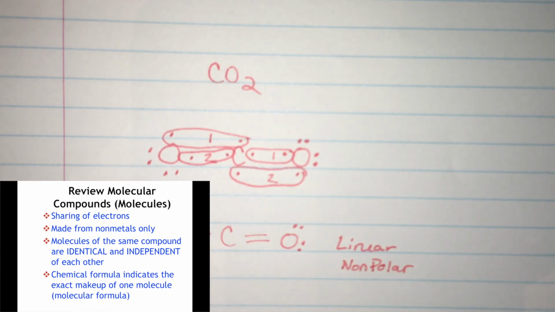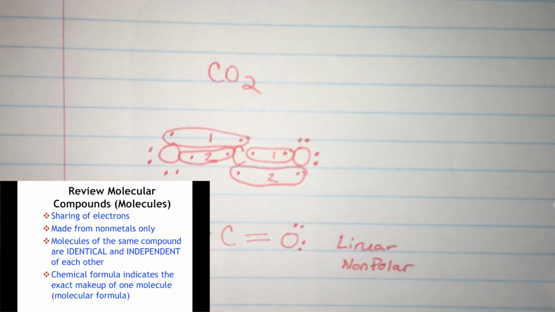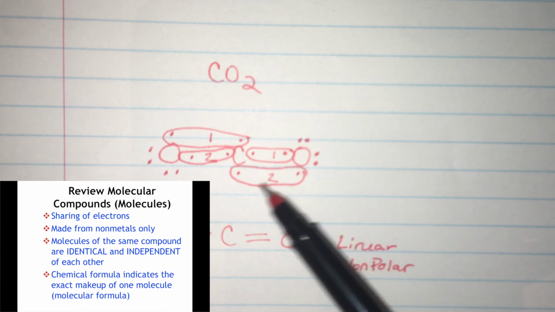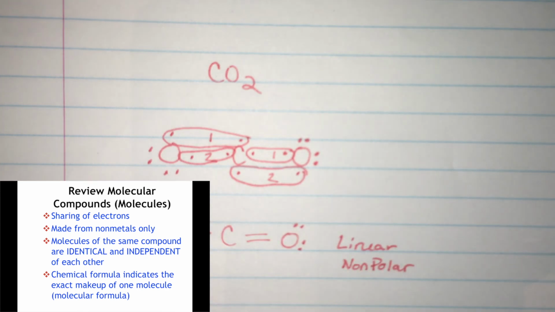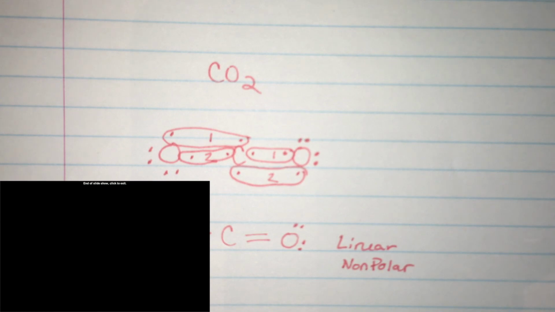So this is a covalently bonded molecule. Just know that it is with nonmetals. They're sharing electrons, they're not transferring. This is the type of bond that polyatomic ions have. I think that's it. Yeah, that's it.